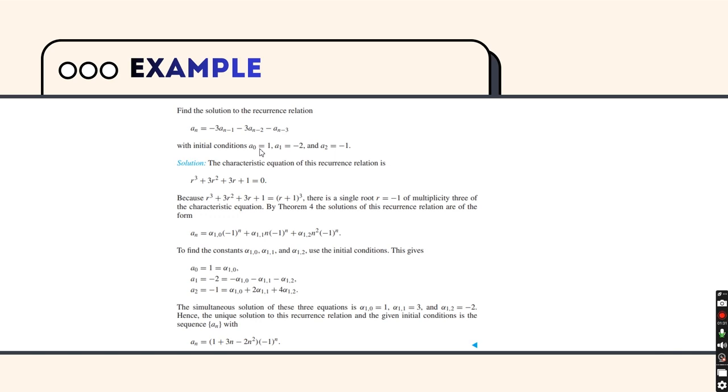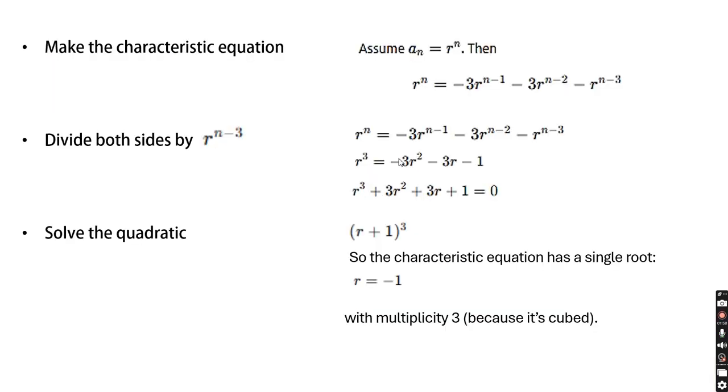So example, we will find the solution of the recurrence relation an is equals to -3an minus 1 minus 3an minus 2 minus an minus 3. And then ang initial na conditions are a0 is equals to 1, and then a1 is equals to -2, and then a2 is equals to -1.